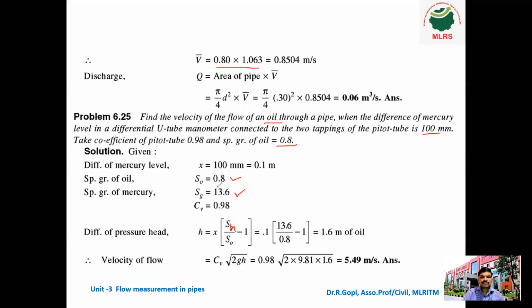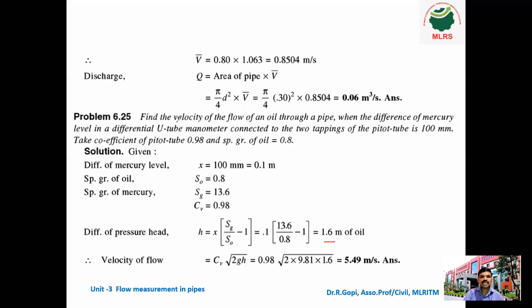So x is 0.1 meter and Sh is 13.6 and S0 is 0.8. Substitute all the values. We get 1.6 meter of oil, not water, oil. So this is your small h. So next, find the velocity of flow. Cv into root 2gh. So Cv 0.98 into root of g, 9.81, into the difference of pressure head h, equal to 1.6 meter of oil. So finally we got 5.49 meter per second. So this is the velocity.